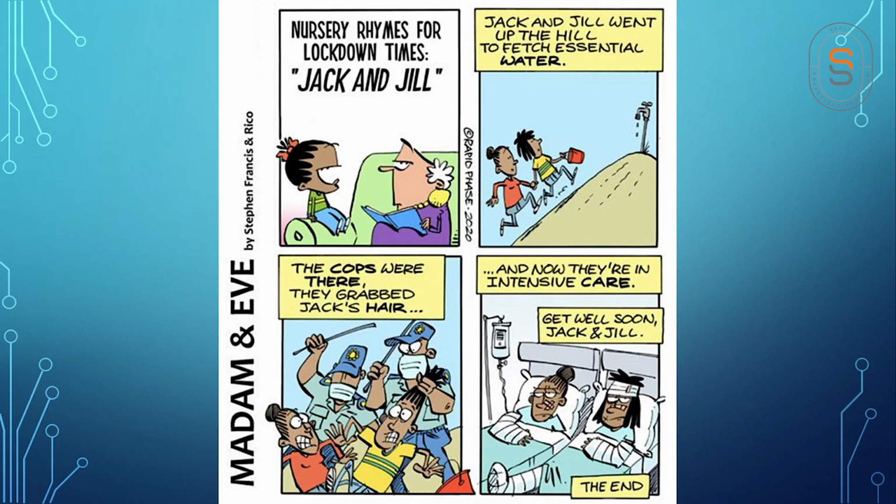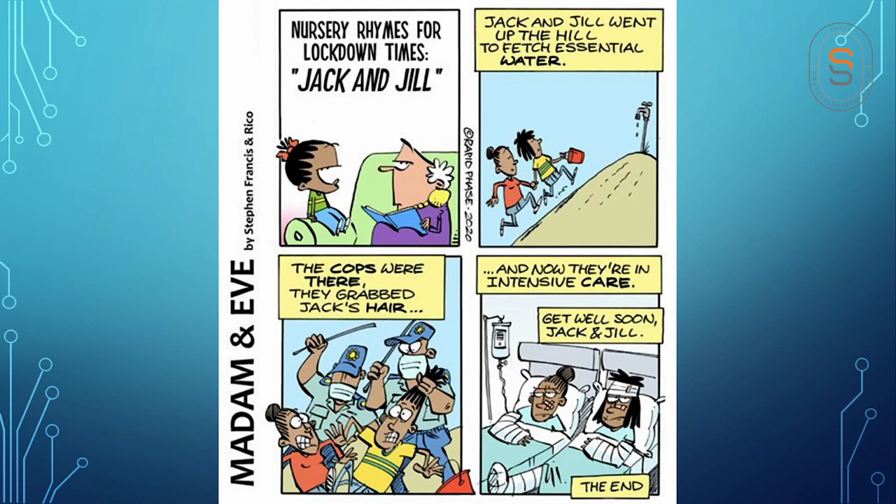Jack and Jill went up the hill to fetch essential water. Now look at this example of a parody. He took a very familiar nursery rhyme that everyone knew, but he changed the words to fit with the situation, which is the lockdown time. So usually it would have been Jack and Jill went up the hill to fetch a pail of water. All right, now to fetch essential water. And in frame 3, the cops were there, they grabbed Jack's hair, and now they're in intensive care. So he changed the nursery rhyme, and this is a perfect example of a parody.